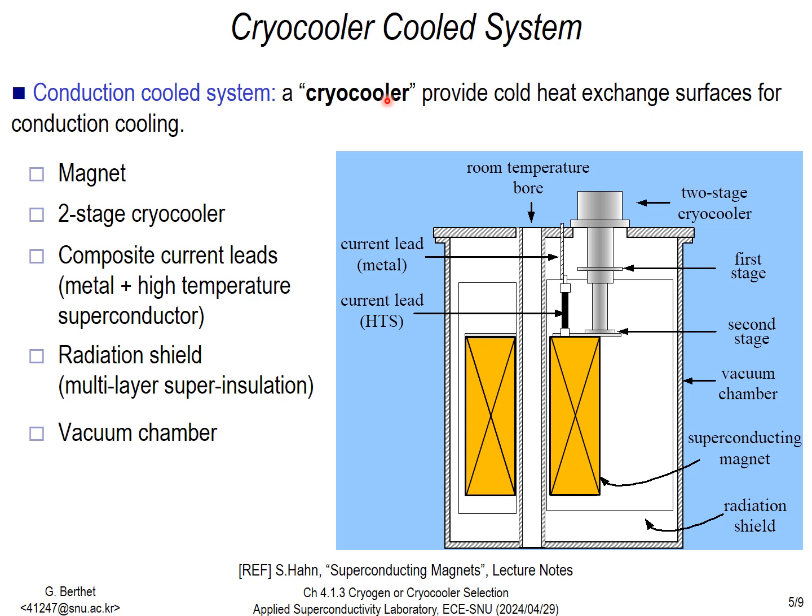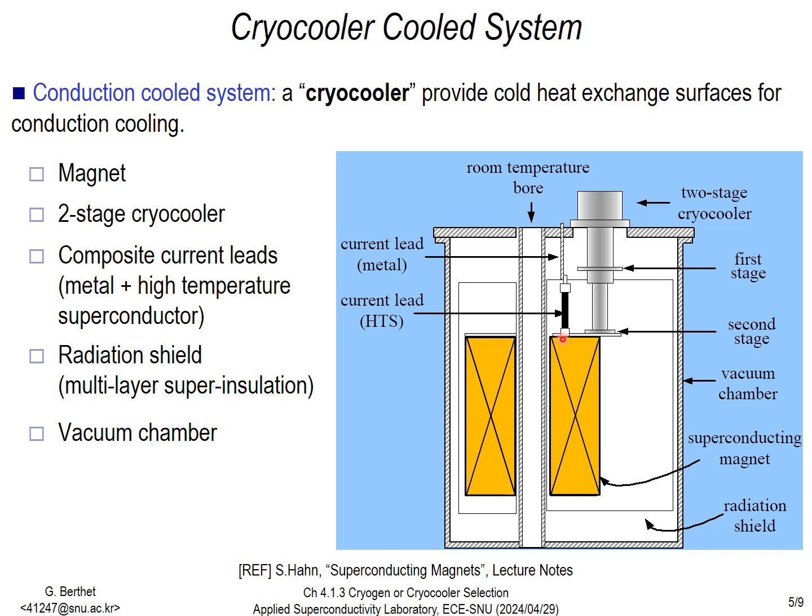Cryocooler-cooled systems are cooled using conduction. Here we will see an example of a magnet cooled by a two-stage cryocooler. This is the two-stage cryocooler, with this part being the first stage, closer to the exterior, and the second stage, which is the coldest. The magnet winding, in yellow, is in contact with the second stage to be cooled.